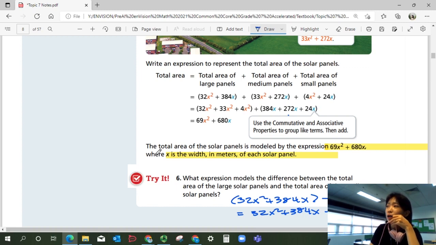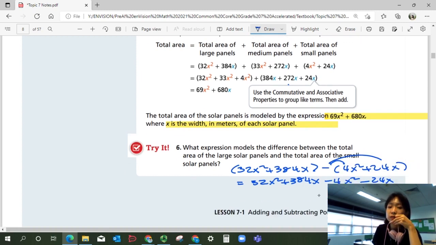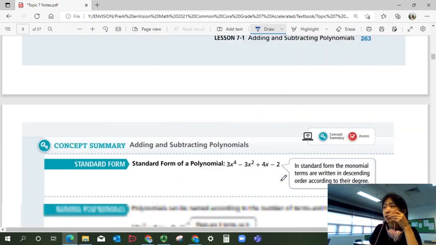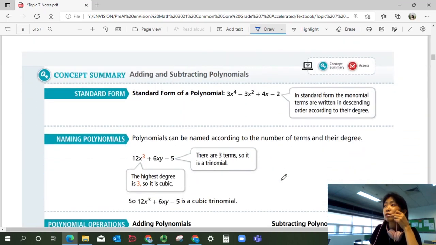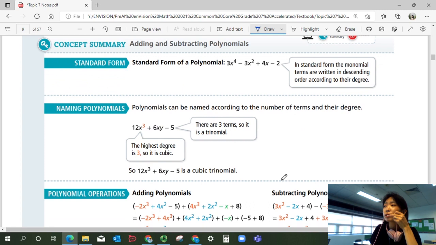And then that should give you 32 minus 4, 28x squared, plus 384x minus 24x, which is 360x. Okay? So that is it. Your answer is the polynomial. Okay. Just make sure you follow the steps one by one and combine the like terms.